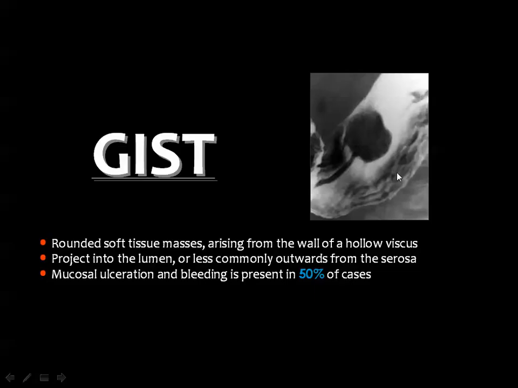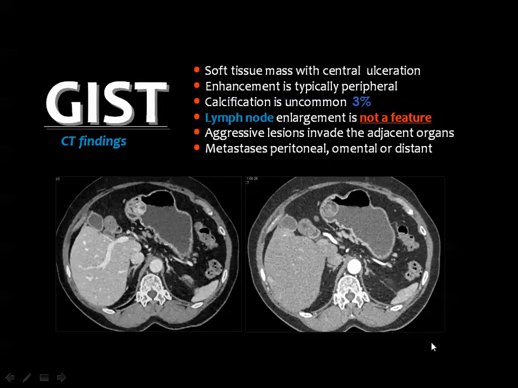It will appear as a polypoid mass with a relatively smooth outline and causing a filling defect in the barium-filled stomach. On CT scan, it will appear as a central lesion, and it may show ulcer if it is sizable. Enhancement is relatively apparent, and it may be peripheral. Calcium is known in the GIST tumors, but lymph node enlargement is not a feature of GIST tumor, and this will differentiate malignant GIST from gastric adenocarcinoma, for example.